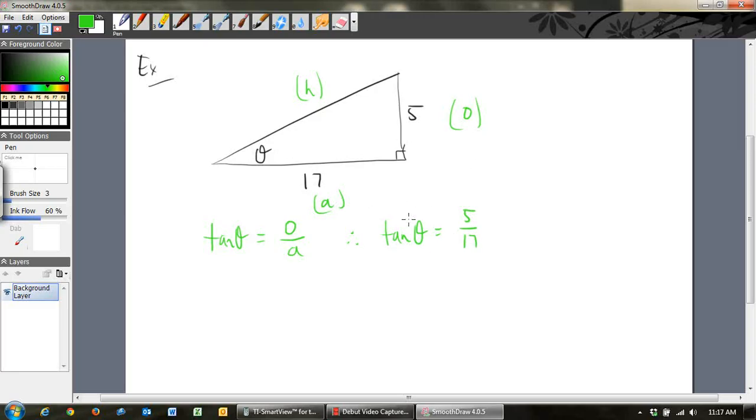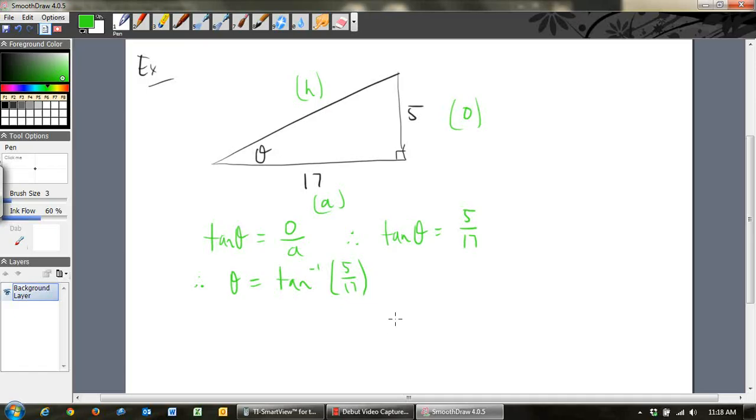17 is your adjacent, and this is the equation that we need to solve. So how do we get theta? We want theta. How do we get rid of tan? We use tan⁻¹. So theta is equal to, if I apply tan⁻¹ to that side, that disappears. It'll be tan⁻¹, and I'll just leave that as 5 over 17 like that. That's a nice, neat way to do it, okay?